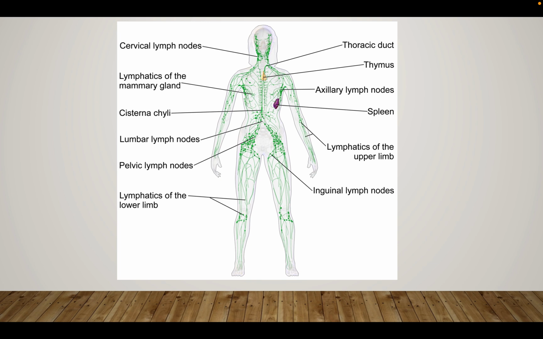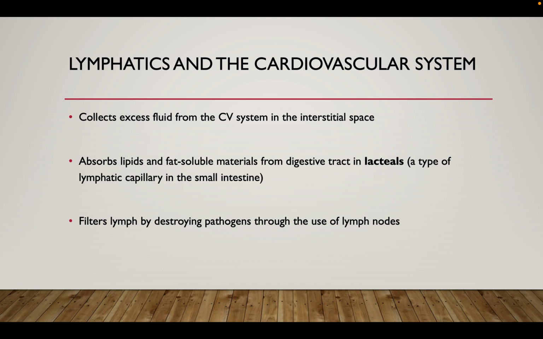As we get to lymph nodes, we'll talk about their structure and how they function in our lymphatic system to filter lymph and filter out any pathogens that may be present. So the lymphatic system and our cardiovascular system are going to be closely related. I mentioned just a few seconds ago how we get our lymphatic fluid. So how do we get that?